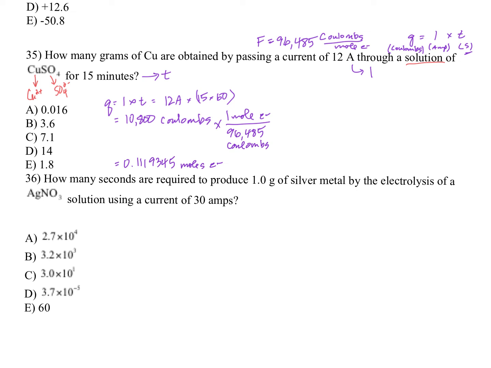According to the problem, I am passing a current through a solution of CuSO4. A solution of CuSO4 means that it's not solid CuSO4. It means it's been dissolved. It means it's broken down into the ions that make up this ionic compound. That's copper 2+ and sulfate 2-. That's the source of the copper that comes out at the end of this process.